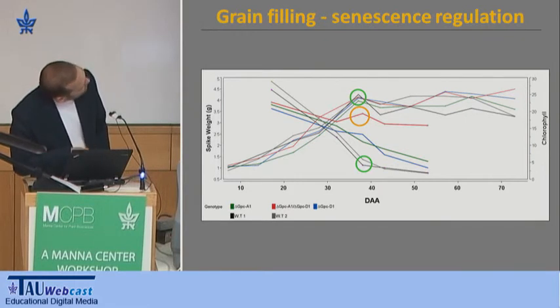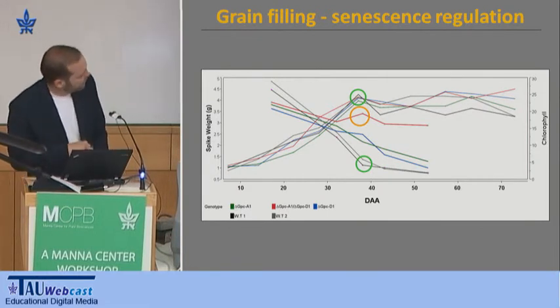And you see here the senescence. Those are the wild type, and this is the double mutant that has delayed senescence. And this is the gain of weight in the spikes. You can see that the two processes of senescence and grain filling periods are very correlated. They are actually ending at the same time.